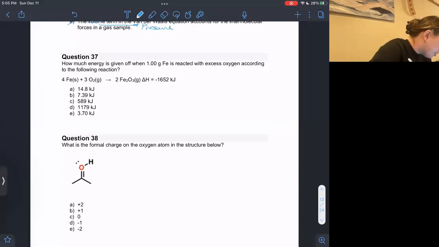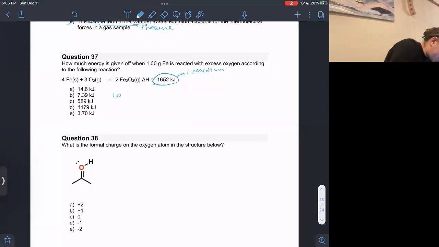Okay. How much energy is given off when 1 gram of iron is reacted with excess oxygen according to the following reaction? Okay, so I'm starting with iron. Okay, sweet. So I just need to basically use this like I would a product since it's an exothermic reaction. So I'm going to think about my molar equivalent because I know that this is for 1 reaction. So 1 mole of reaction. So I'm going to get iron.